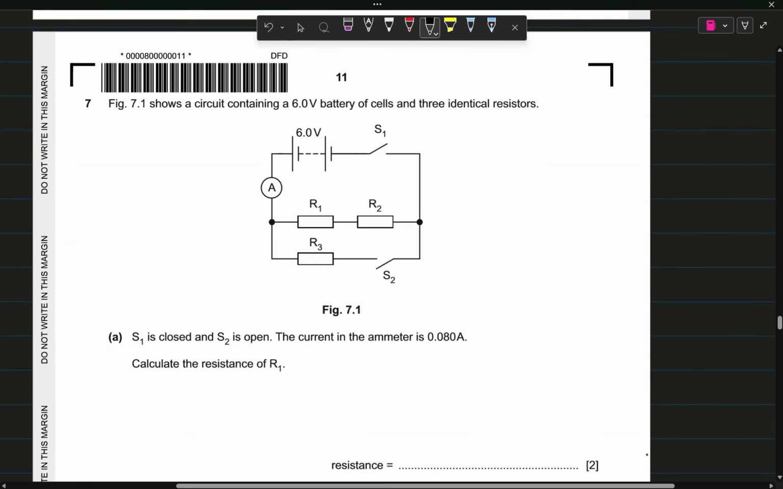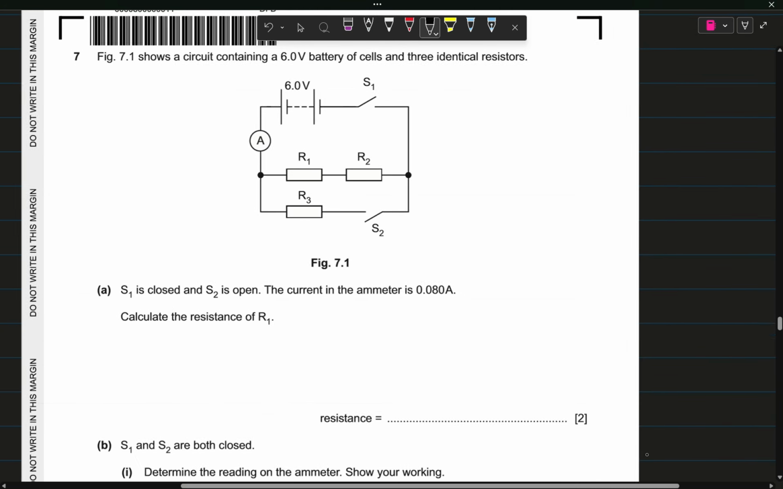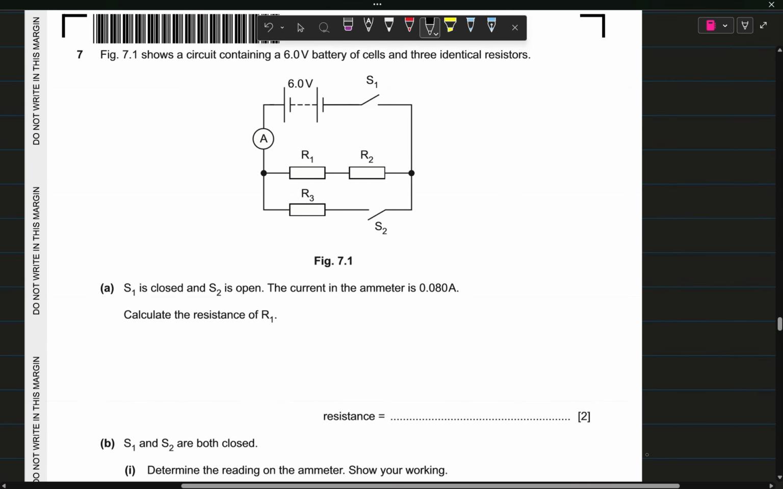Okay, now on to question number 7, in which here we have a circuit. Figure 7.1 shows a circuit containing a 6-volt battery of cells and 3 identical resistors. For part A, S1 is closed and S2 is open, in which S is a switch. The current in the ammeter is 0.08 amperes. Calculate the resistance R1.